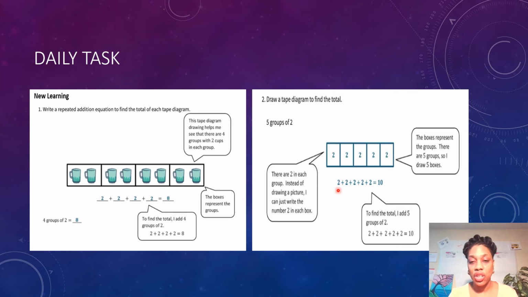So as an addition problem, I'm going to add 2 plus 2 plus 2 plus 2 plus 2, and it's going to equal 10. Well, you might say, wow, how did you figure that out so fast?